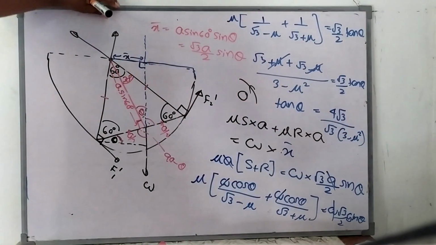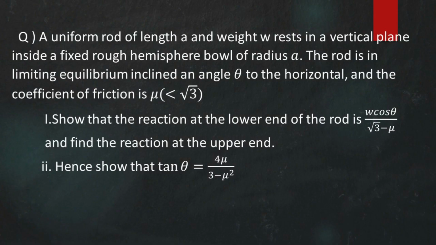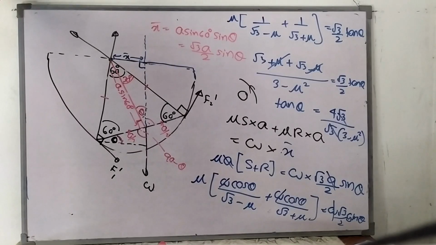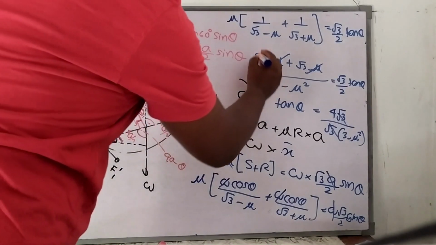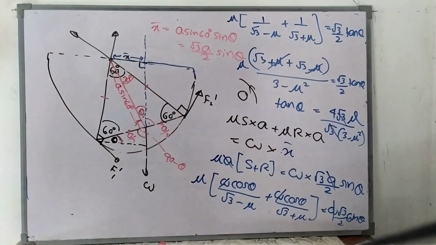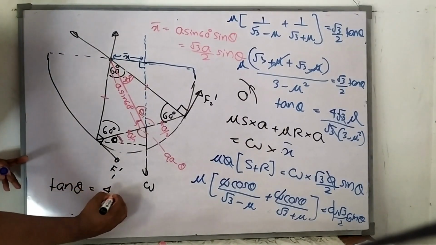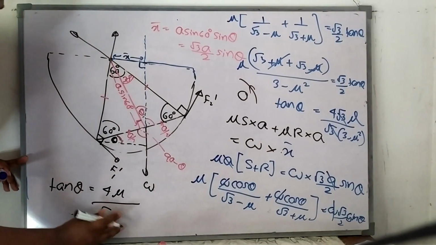Put mu. So the answer is now, okay, right? It's mu. So hopefully it's 4 mu over 3 minus mu squared. Alright, and that is the value of tan theta.